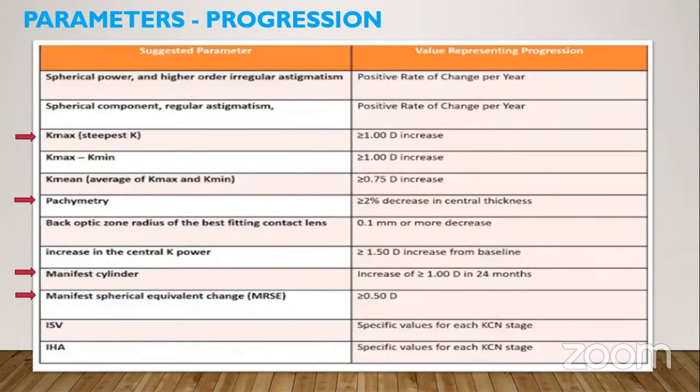Keratoconus is said to progress generally when we see a difference in the Kmax values between subsequent visits of more than one diopter, or a decrease in the pachymetry values of more than 2% decrease in the corneal thickness, or any increase in the cylindrical power of more than one diopter in 2 years, or a manifest spherical equivalent change of at least more than 0.5 diopters.